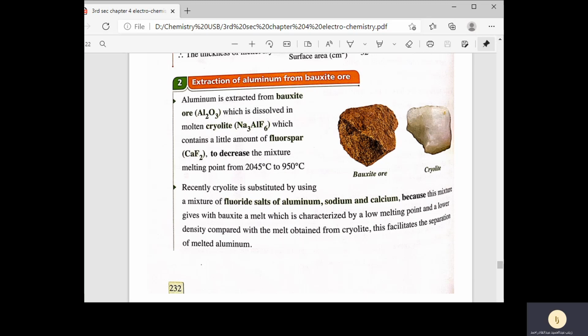يعني احنا دلوقتي هنعمل اكستراكشن للألمنيوم من الأور بتاعه، الأور بتاعه اللي هو ال بوكسايد. عشان البوكسايد ده استخدمه لازم ادوبه في كاريولايت. What's cryolite? Na3AlF6. To decrease the temperature of melting from 2045 to 950, we have to use fluorspar. Fluorspar, its formula is calcium fluoride or CaF2.